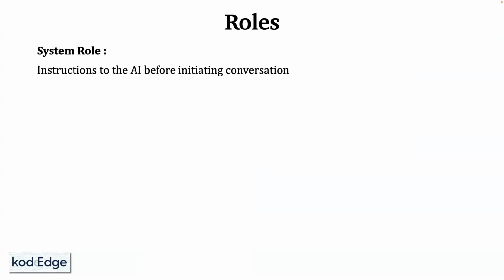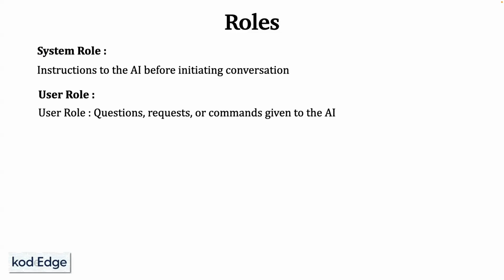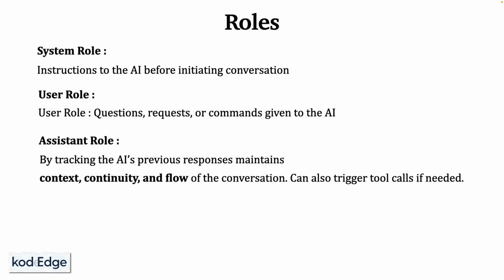Now let's look at the roles in a Spring AI conversation. There are four primary roles. First is the system role. This role provides high-level instructions and rules to the AI model before the conversation begins. It sets the AI persona, tone, or specific constraints for the entire conversation. Next is the user role. This is the actual input from the user, like a question, command, or request. Next is the assistant role. This role is for the AI responses, and it helps maintain the flow and context of the conversation by tracking the AI's previous output.